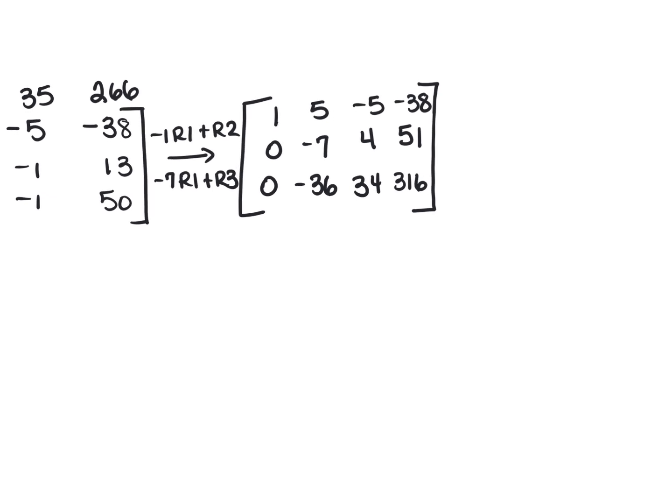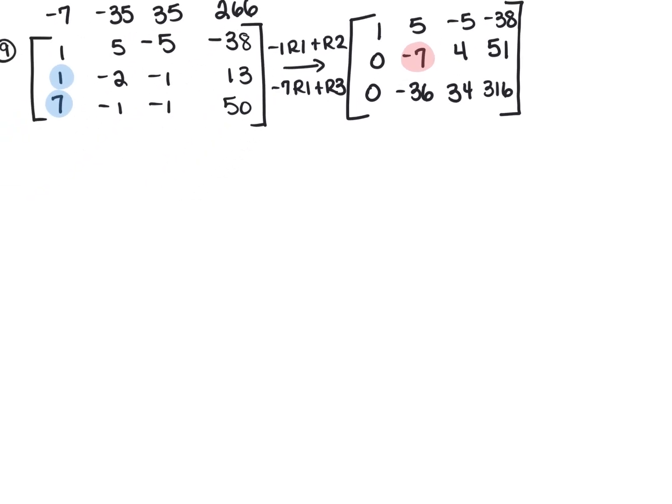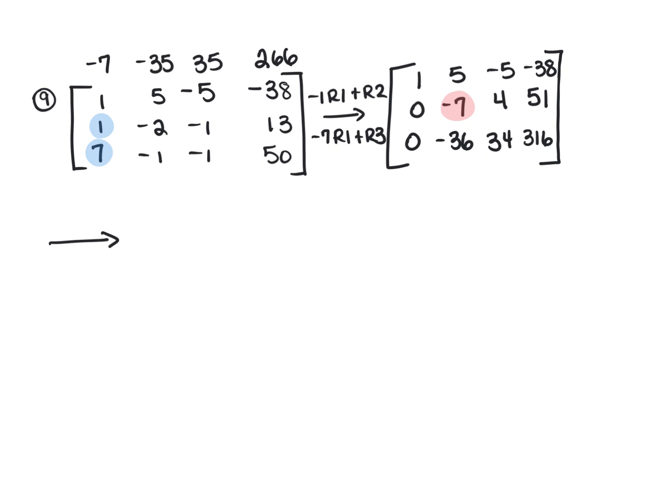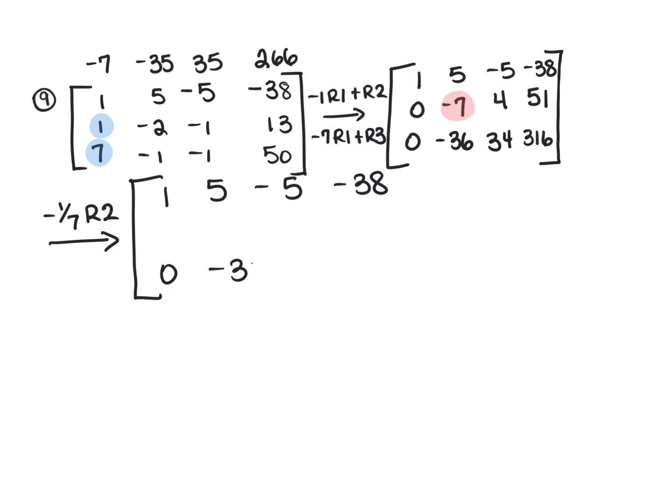Now, here is the least favorite part for any part of this that students don't like, and that's why I saved it for last. You now have to create a 1 right here. And there's no way to do that by interchanging anything. So what I'm going to have to do next is to take negative 1/7 times row 2. So the top row stays 1, 5, negative 5, negative 38. The bottom row stays 0, negative 36, positive 34, and 316.